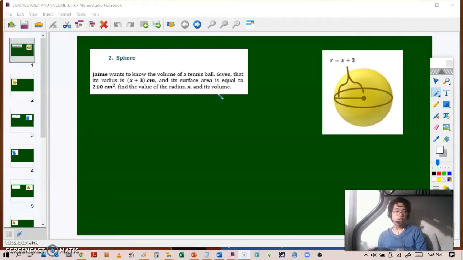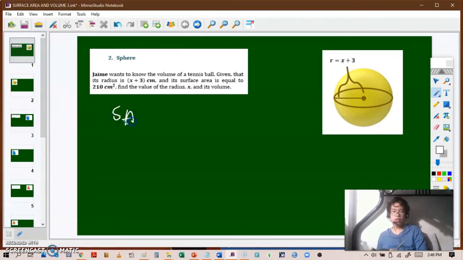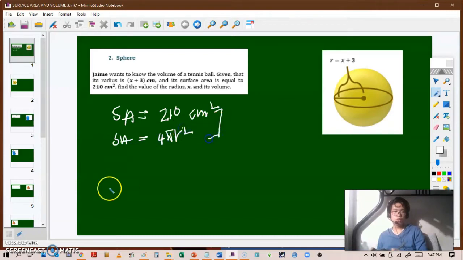Okay, so we have here a sphere, and we all know that the surface area of the sphere is 210 centimeters squared. And you also know that the formula for solving the surface area of a sphere is 4 pi r squared. Therefore, we can equate these two values to get the value of r. But therein lies the complication. So that's going to be 210 is equal to 4 pi r squared.